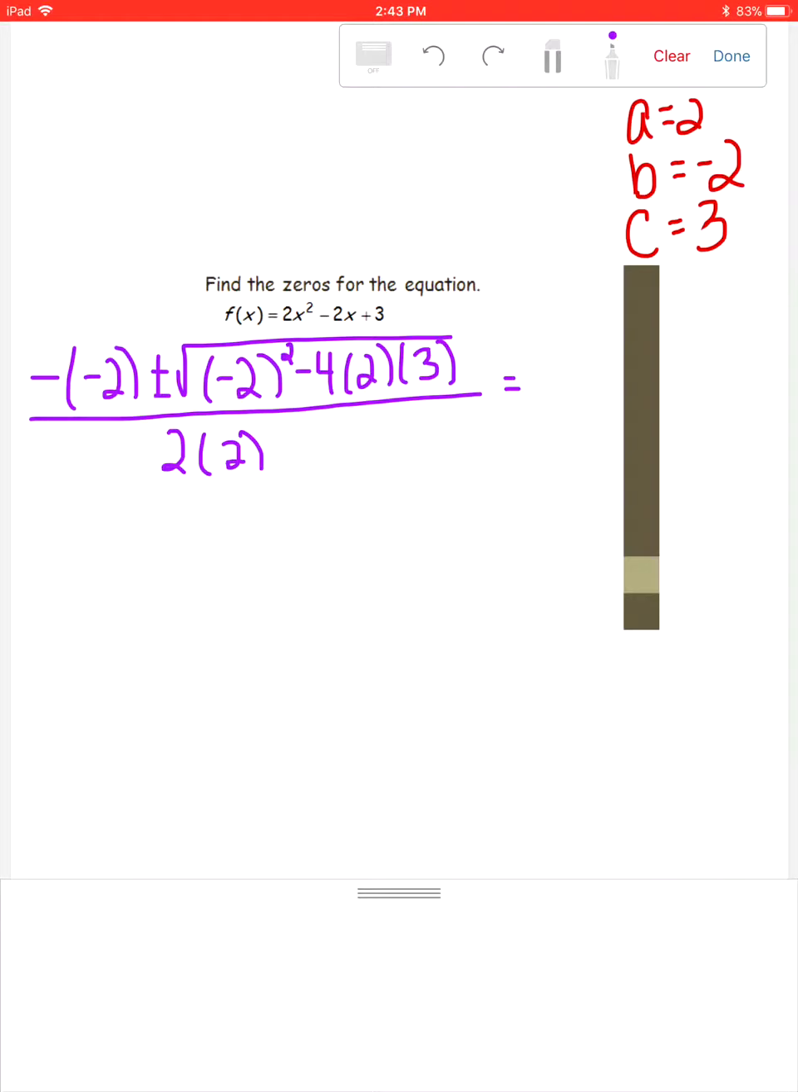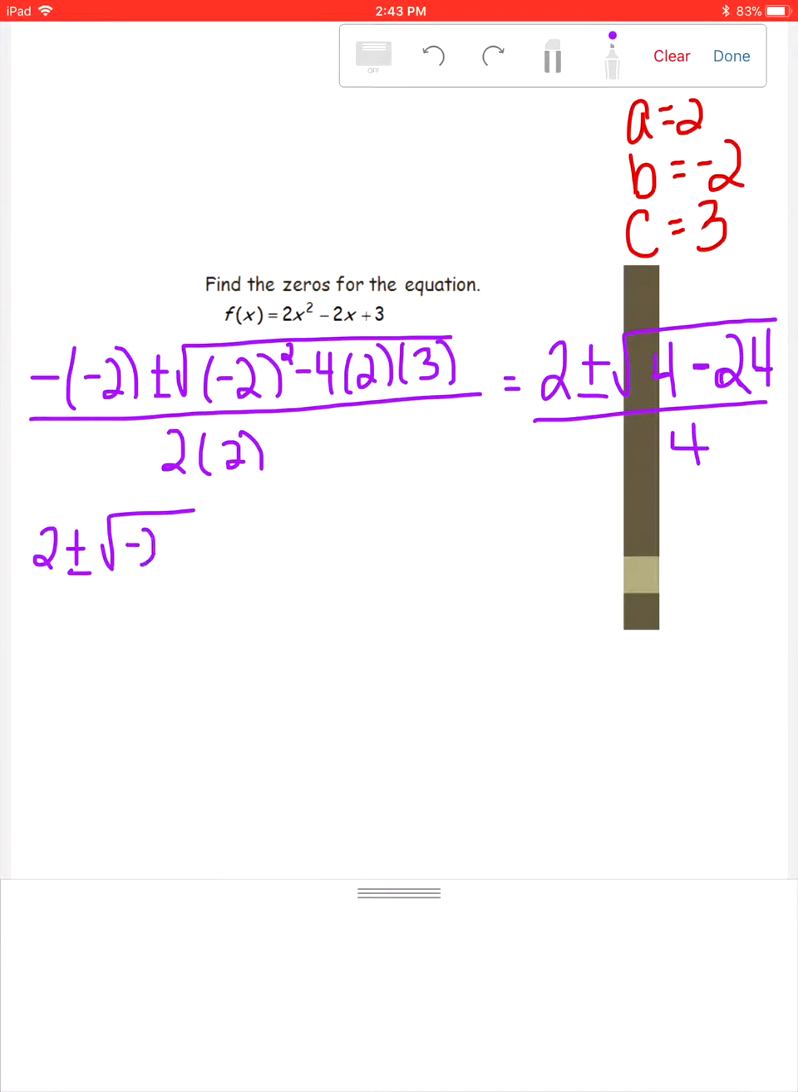So the opposite of negative 2 is positive 2 plus or minus the square root of negative 2 squared is 4 minus 4 times 2 times 3 is 24 all over 2 times 2 is 4. So now 4 minus 24 is negative 20. So I have 2 plus or minus the square root of negative 20 all over 4.